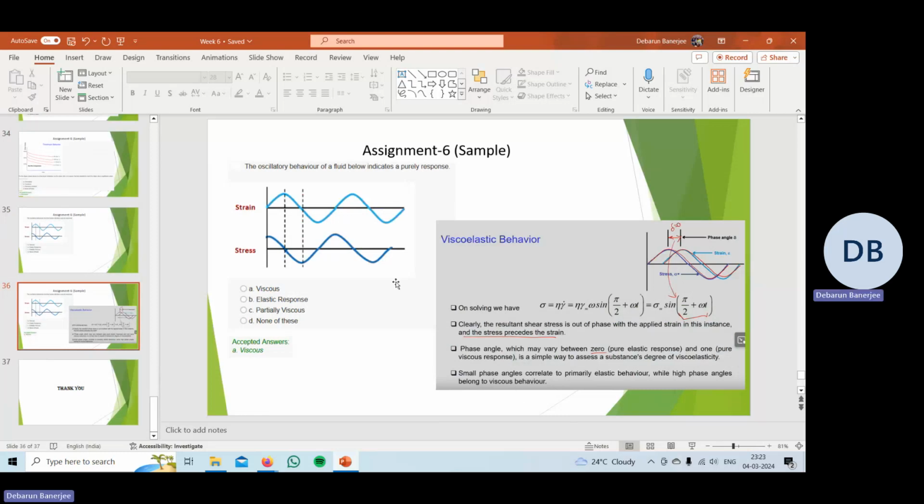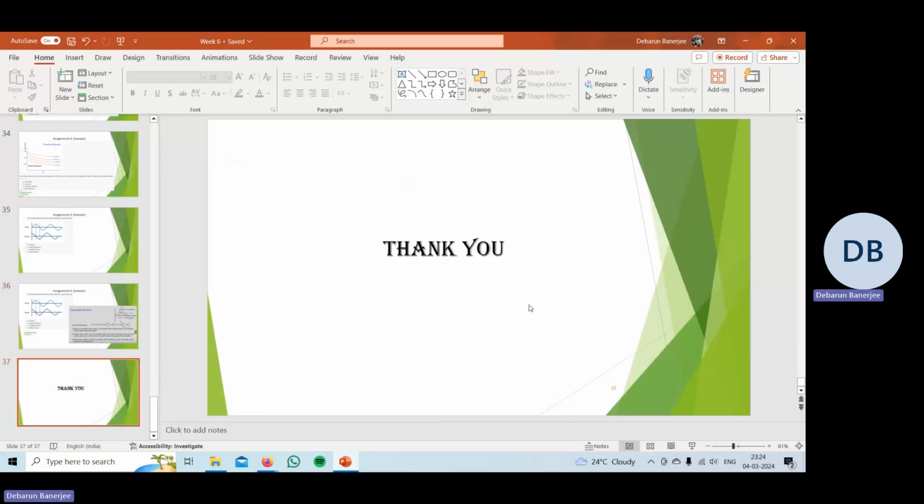So it is given that it is a pure response. For a pure response, either delta would be 0 or delta would be 1. Here clearly delta is not equal to 0. There is a phase difference. So for this particular pure response, it is the viscous response. That is all from my side today.